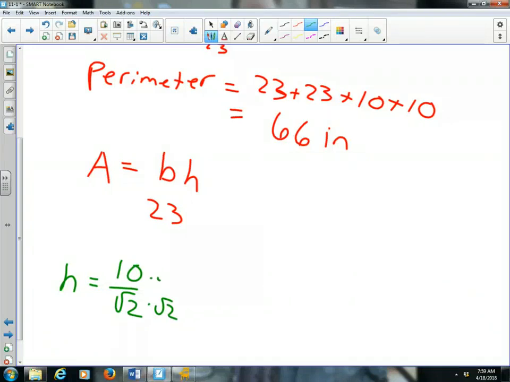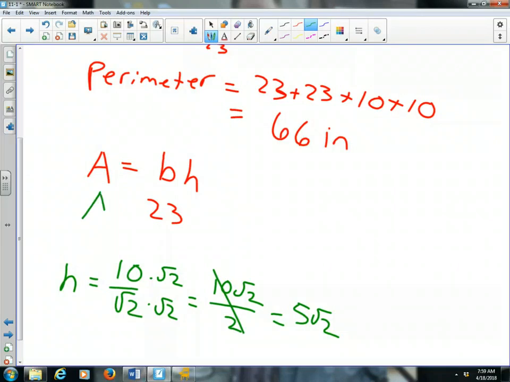So let's rationalize the denominator. So now 10 root 2 over 2. So my height is 5 square root 2. So the area of my parallelogram is base 23 times the height, which is 5 root 2. So what is 23 times 5 root 2?